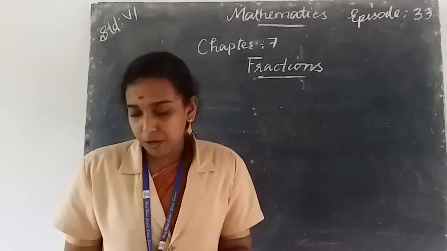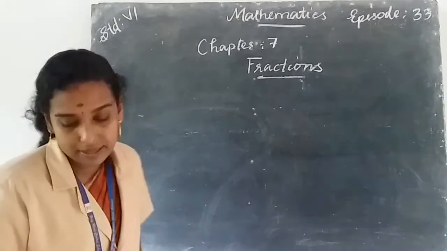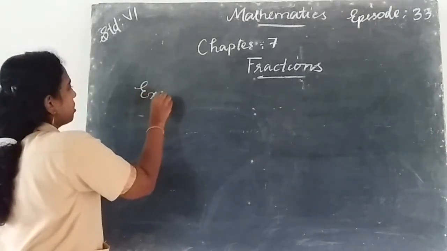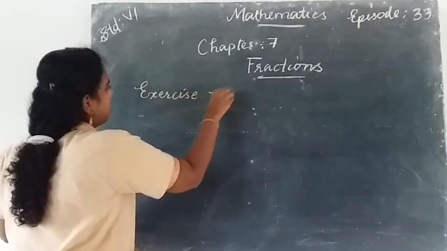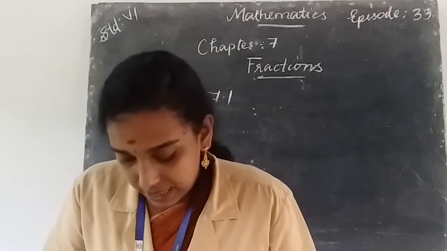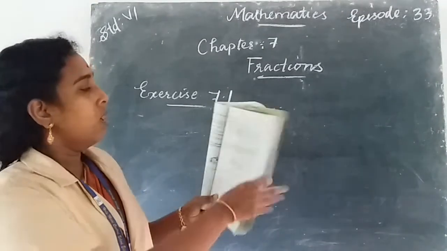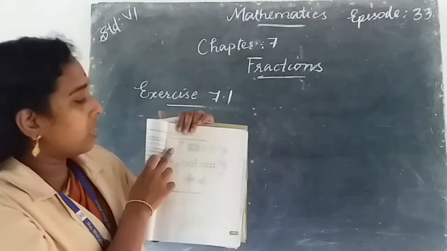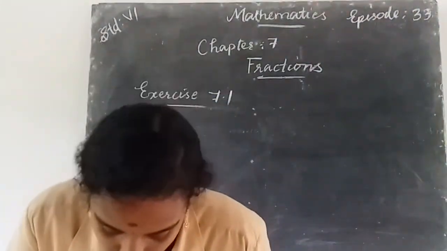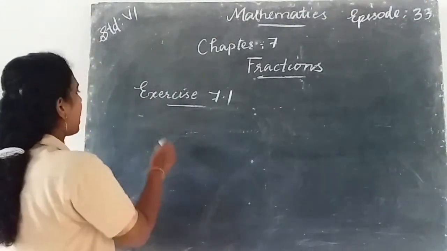Like this, in your textbook on page number 135 is exercise 7.1 based on fractions. The first question is: write the fraction representing the shaded portion. In your textbook some figures are given, and in each figure some part is shaded. We want to write the fraction representing the shaded region. The first figure is a triangle.